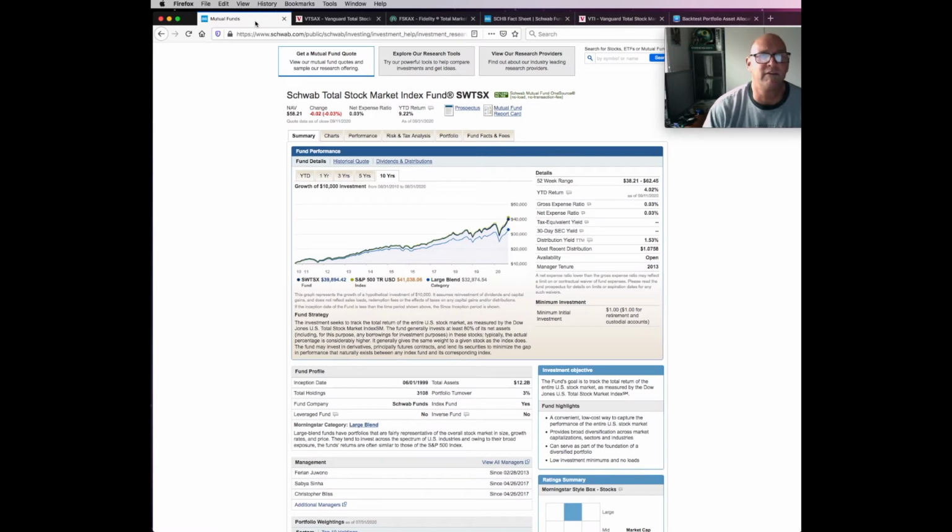So Schwab's Total Stock Market Index Fund is ticker symbol SWTSX. This is a broad diversified total U.S. stock market fund. As you can see down here, we have 3,108 total holdings, right? So we have large cap, mid cap, and small cap. We have a nice low expense ratio of 0.3%, which means for every $10,000 you have invested, you're going to spend $3 a year. So very inexpensive.